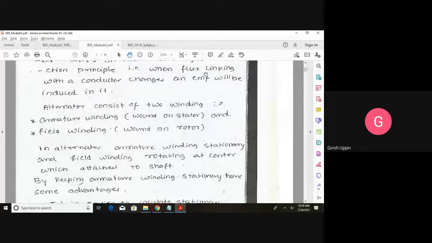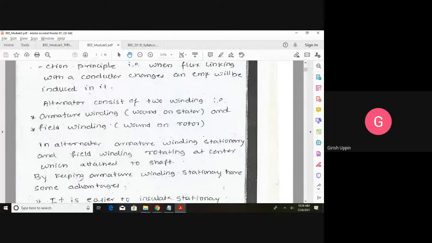The alternator consists of two main parts. One is called a stator, and another is a rotor. On the stator, we will have the armature winding, and on the rotor, we will have the field winding. So we'll see the construction. In the alternator, the armature winding is stationary, meaning it doesn't move. The stator is the stationary part of the machine, and the rotor is the magnetic field. We will have the field winding that rotates.